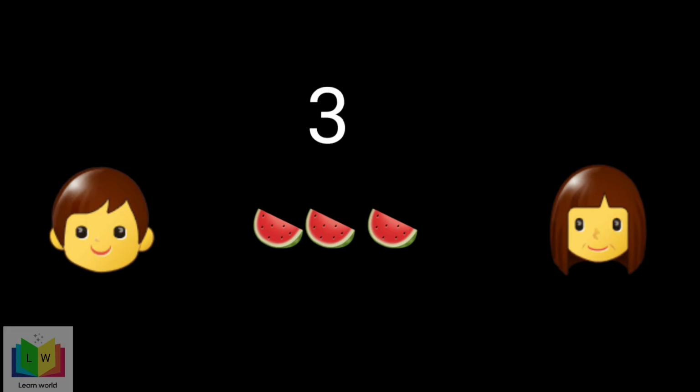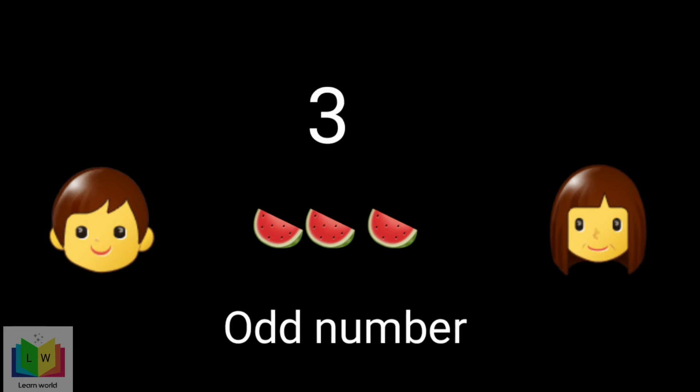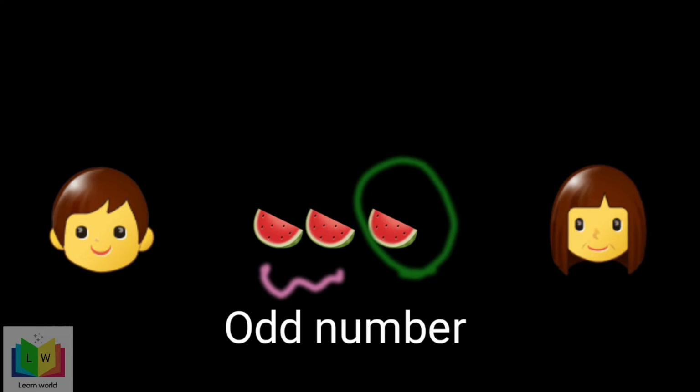So for the three pieces, number 3 is an odd number. For an odd number, there is always a leftover. What is leftover? When you make a pair, the third piece is leftover. It is left alone. So there is no friend for the watermelon, the third one. So it's an odd number.